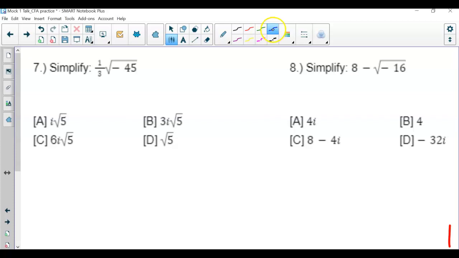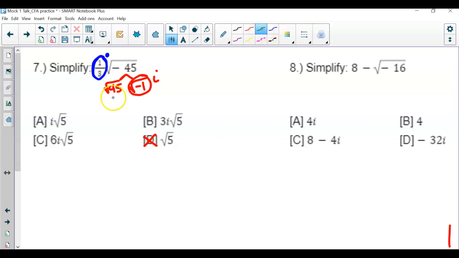In the next problem here, we are simplifying our radical, but notice we are multiplying our final answer by 1/3. So keep that in mind. We are also simplifying the square root of a negative value. So here we need that to be positive, which is the same as negative 1 times 45. And again, the square root of negative 1 is i. So I already know that D is not my answer because there's no imaginary unit.